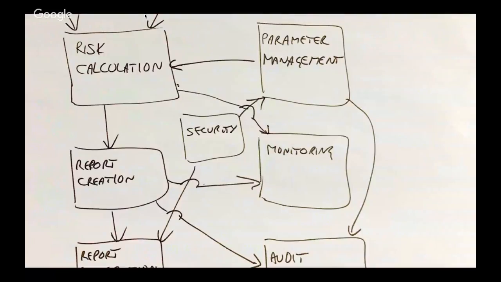This one here is what people often refer to as a logical view. And again, it's really just a list of things and the relationships between them. There's a risk calculation thing and a report creation thing and a security thing that seems to connect to a couple of different boxes. It doesn't really tell you anything. It's just that very high level, logical, fluffy, conceptual diagram.